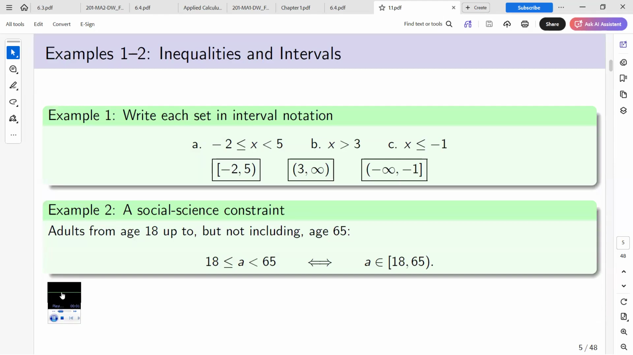In example 1, inspect each inequality sign to decide whether its endpoint is included. Example 2 shows that interval notation can concisely describe an eligibility rule.